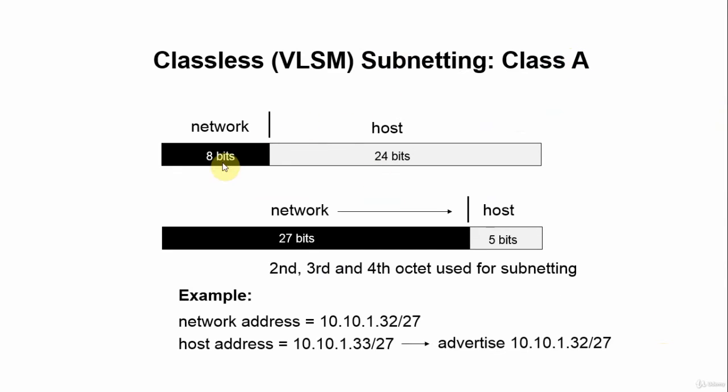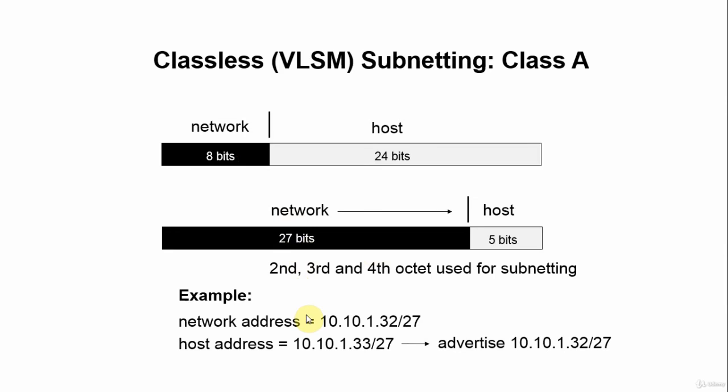And for class A, there's the 8 bits. That's the default mask with 24 host bits. And this time I'm moving from 8 bits to 27 bits. So I'm moving right into the fourth octet again. I've only got 5 bits left for hosts, so I'm using the rest of the bits for subnetting purposes. So I'm going second, third, and fourth octet. So it's quite a bit there. Quite a few subnets that I can create from 27 bits instead of 8 bits.